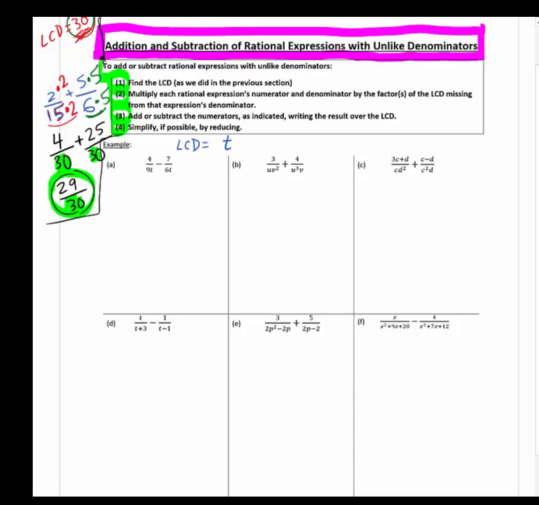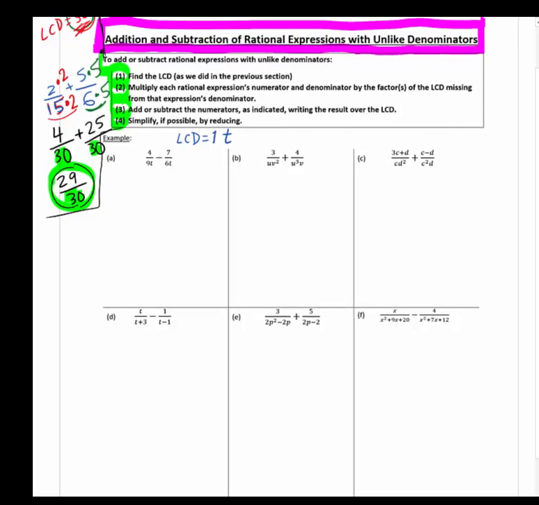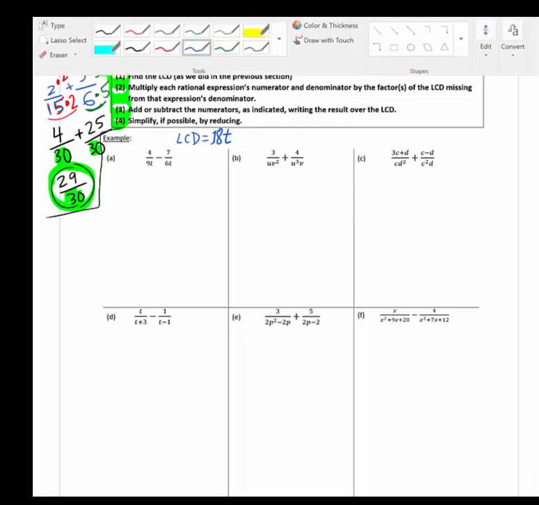I also have to include the least common multiple of their coefficients. Between 9 and 6, what's the least common multiple? That would be 18, because that's the smallest number that 9 and 6 can both be turned into if you multiply them by something. So that's the least common denominator.